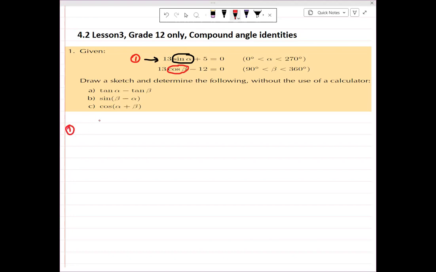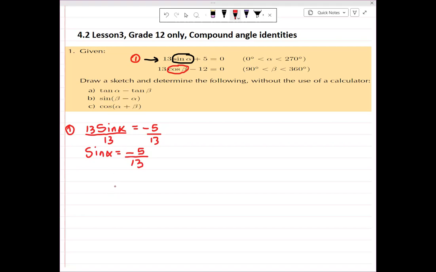So I can see that 13 sine of alpha is the same as -5. So I'm moving the 5 to the other side of the equation. Then the next step is to divide by 13 on both sides. Then I can see that this 13 will cancel that. So I have sine of alpha is the same as -5 all over 13.